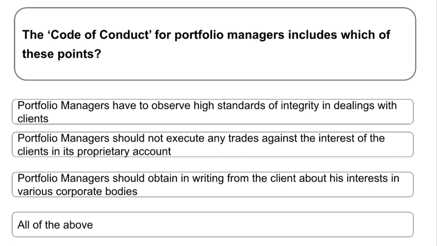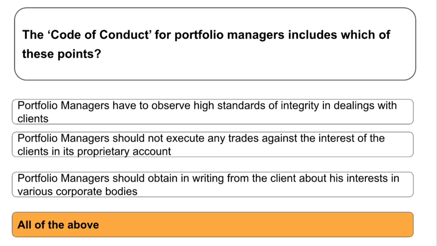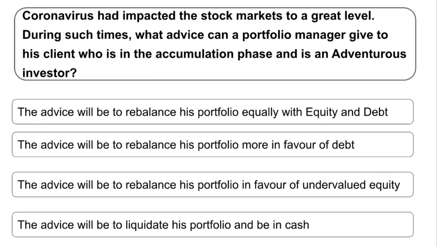The code of conduct for portfolio managers includes which of these points? Options are: A, the portfolio managers have to observe high standards of integrity in dealing with clients. B, portfolio managers should not execute any trades against the interest of the clients in their proprietary account. C, portfolio managers should obtain in writing from the clients about their interest in various corporate bodies. D, all of the above. The correct answer is all of the above. Going to the next question.